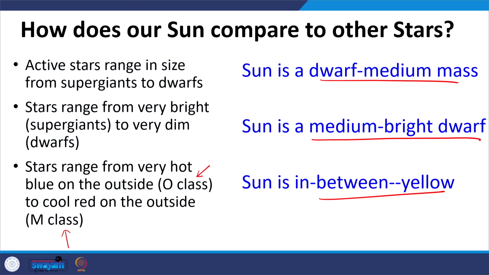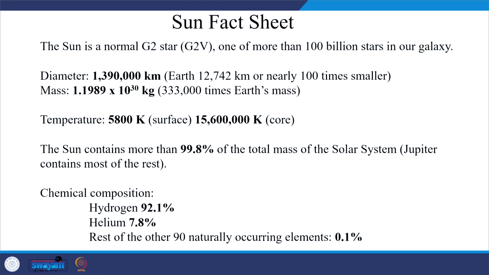So in a sense, the sun is a star which is 110 times the size of the Earth in diameter. And based on these things, the sun is a dwarf of medium mass, medium brightness, and it is in yellow color. Then a few facts associated with the sun.